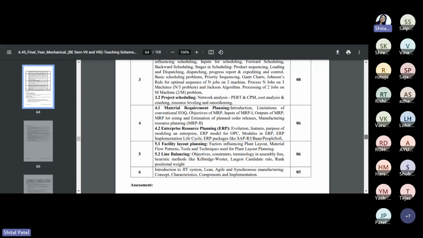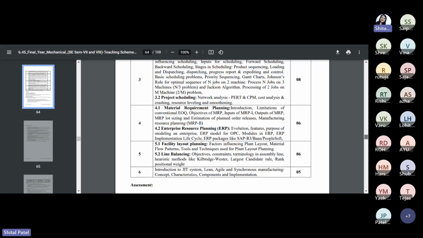The second topic may be material flow. What are the types of material flow patterns? Why is the material flow pattern important? Because on the basis of these flow patterns, the types of facility layout exist, right? So it can be asked in this way: classify the facility layouts. At that time you need to explain the same thing, that is material flow pattern. And some of the tools and techniques used for plant layout, that also I have mentioned in the slides.